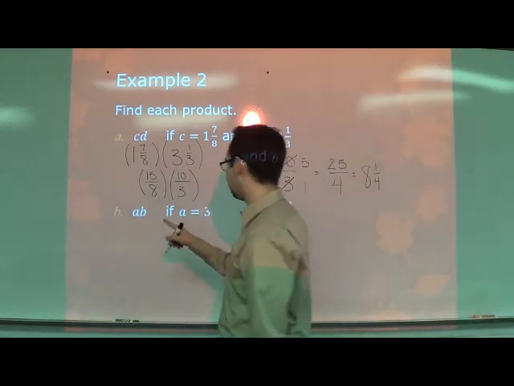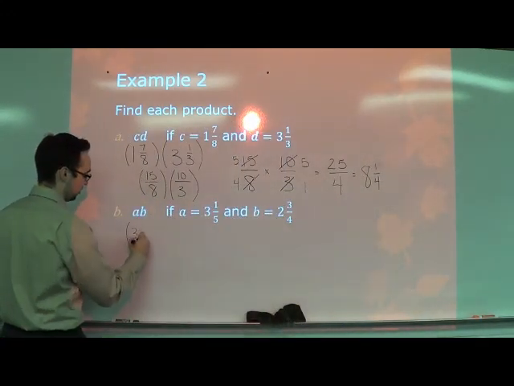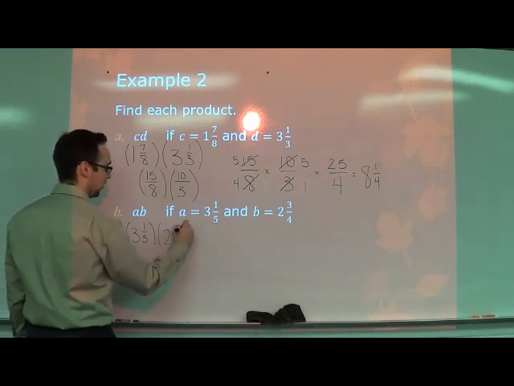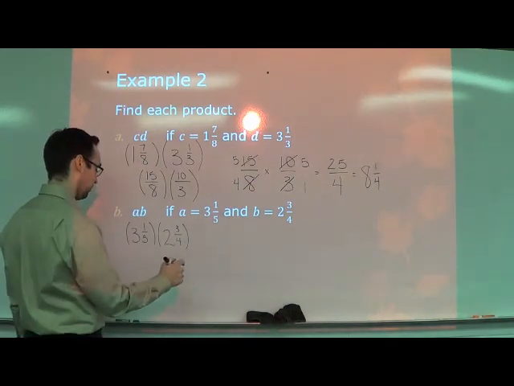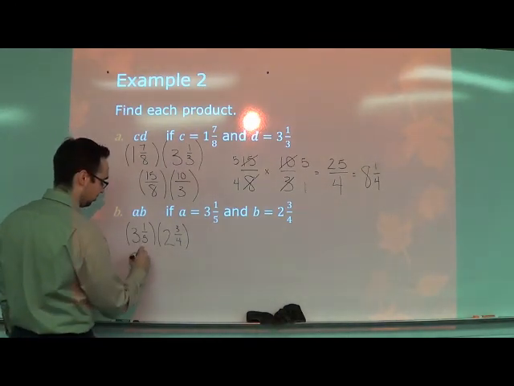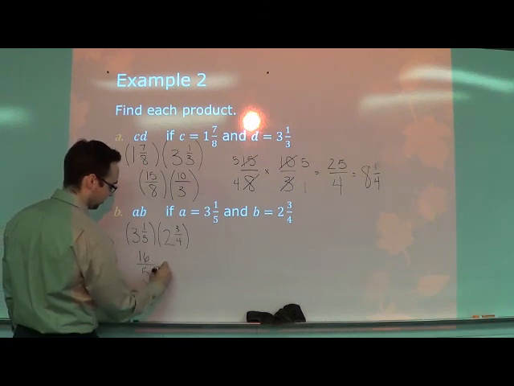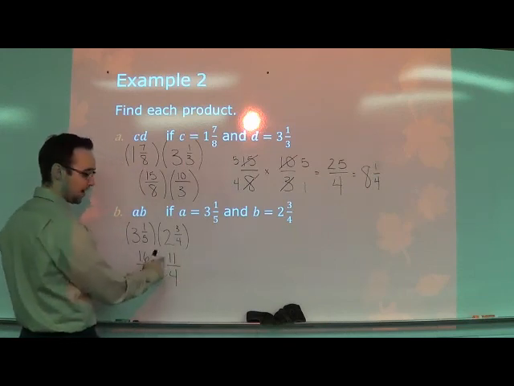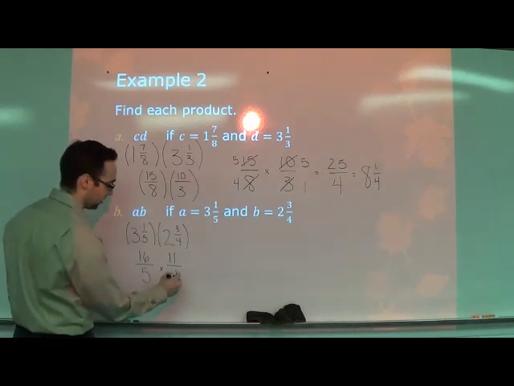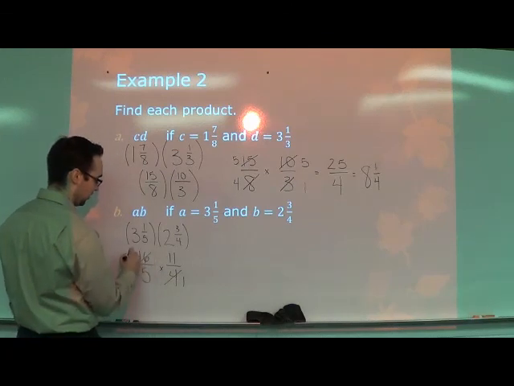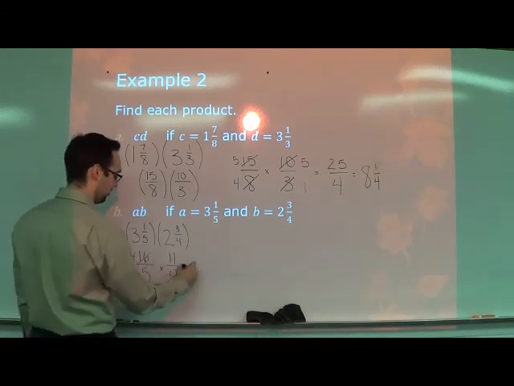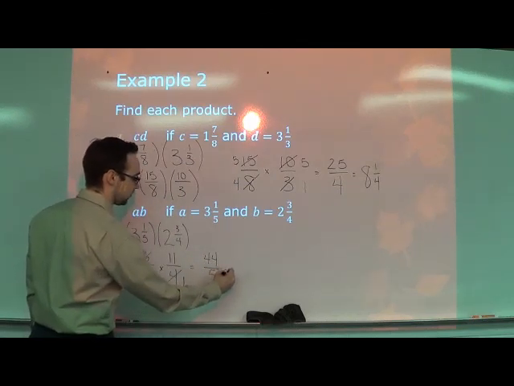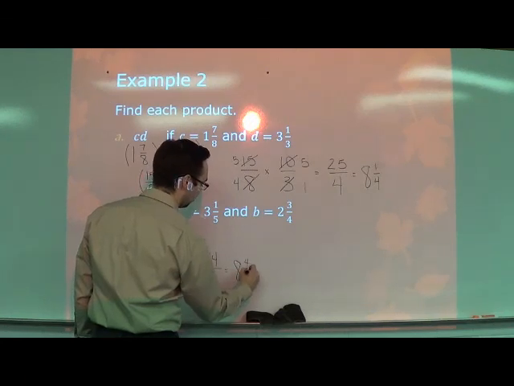Let's try it again. A times B. So we have 3 1/5 times 2 3/4. Again, make them improper fractions. So 5 times 3 is 15, plus 1 is 16/5. Times 4 times 2 is 8, plus 3 is 11. 11 and 5 will not reduce, but 4 and 16 can. Divide this by 4 and I get 1. Divide this by 4 and I get 4. 4 times 11 is 44. 5 times 1 is 5. You can reduce that out and we get 8 4/5.